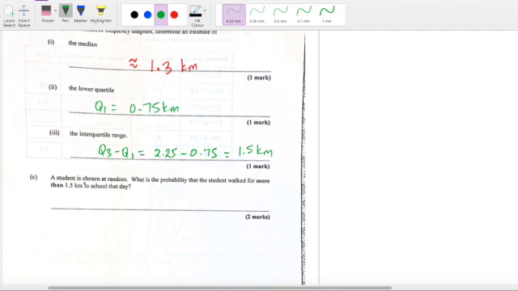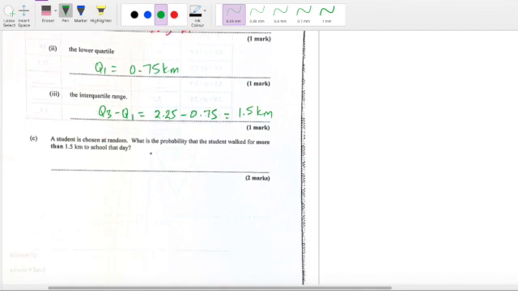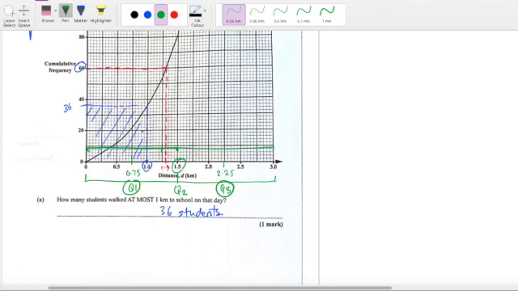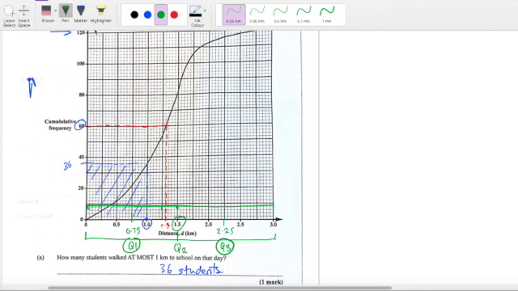A student is chosen at random. What is the probability that the student walked for more than 1.5 kilometers to school that day? So more than 1.5. If we look at 1.5 here, it cuts right about there. So that is 80 students. So 80 students walk a distance of 1.5, right?